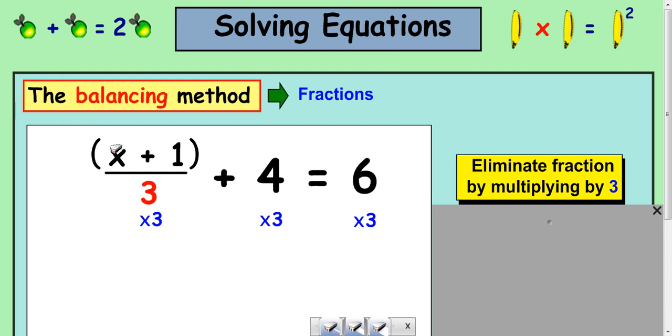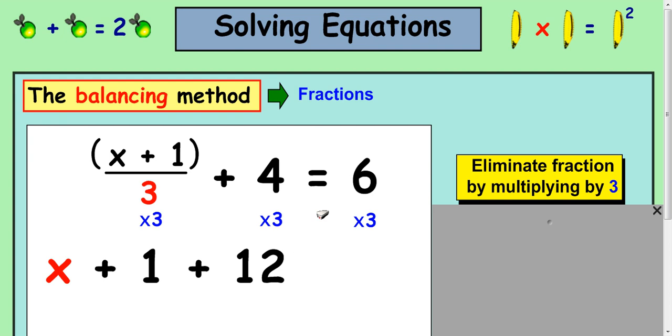So times this by 3, this by 3, and this by 3. Now when you times all of this by 3, you're timesing by 3 and dividing by 3, so you're just left with x plus 1, just the bracket part. I don't need to keep the brackets in, I can remove them at this point. There's nothing multiplied by it at the start. Add on 4 times 3, which is 12, and that equals 18.